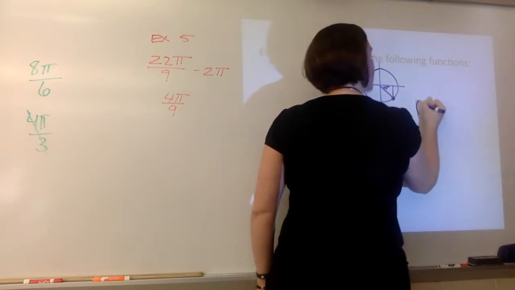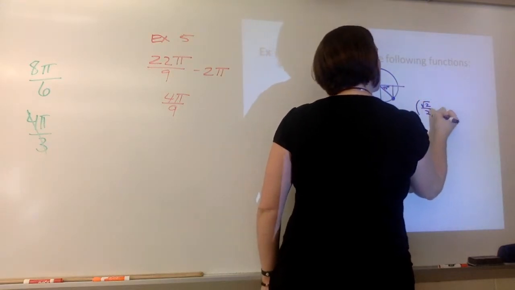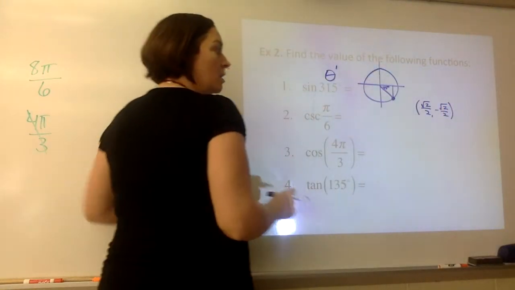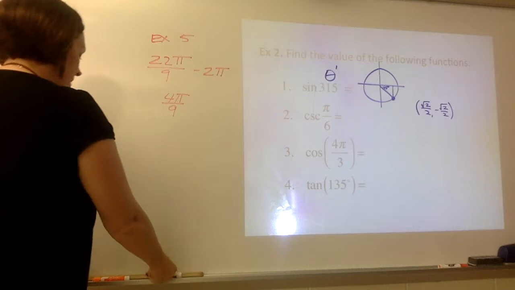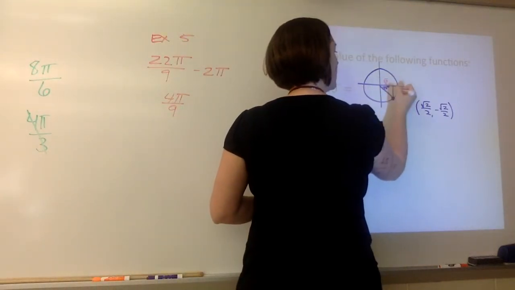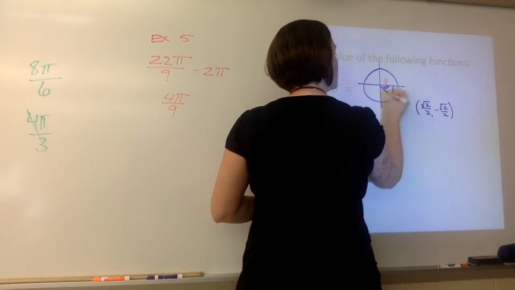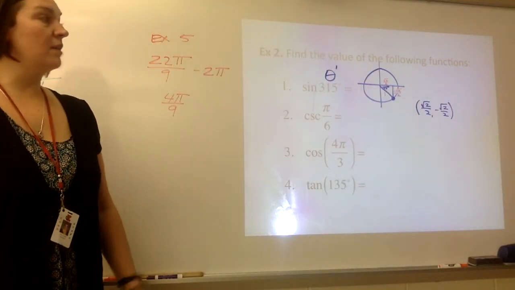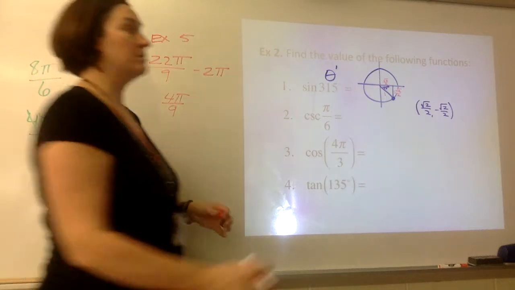Okay, so I have this: root 2 over 2, negative root 2 over 2. Now I'm going to take those and put them into my triangle. So I'm going to say this is root 2 over 2, this is negative root 2 over 2, and this is 1. And I'm going to say, okay, 45 is my theta prime, so that's in the middle.